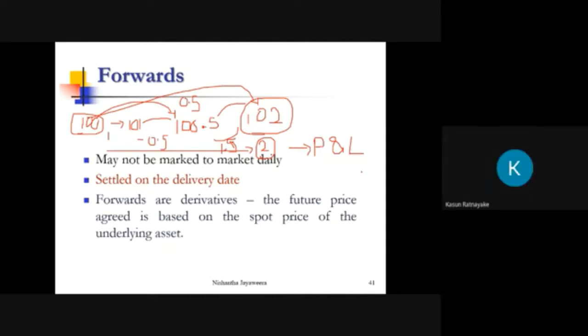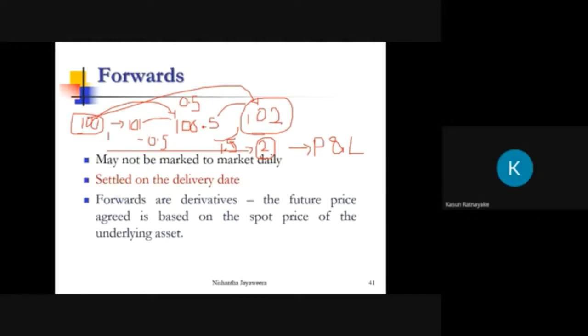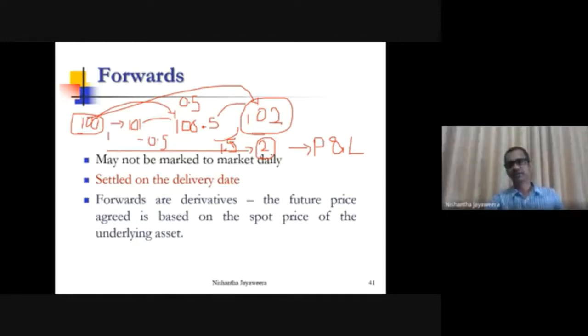For bonds, what does it mean? You bought it at 100. Now the value is 102, but you do this only if the bond is held in the trading portfolio. If you hold it in the held to maturity portfolio, you don't do the mark to market, based on the accounting standards. If it is held in the trading portfolio only, you do the mark to market. Whatever the difference goes to P&L.